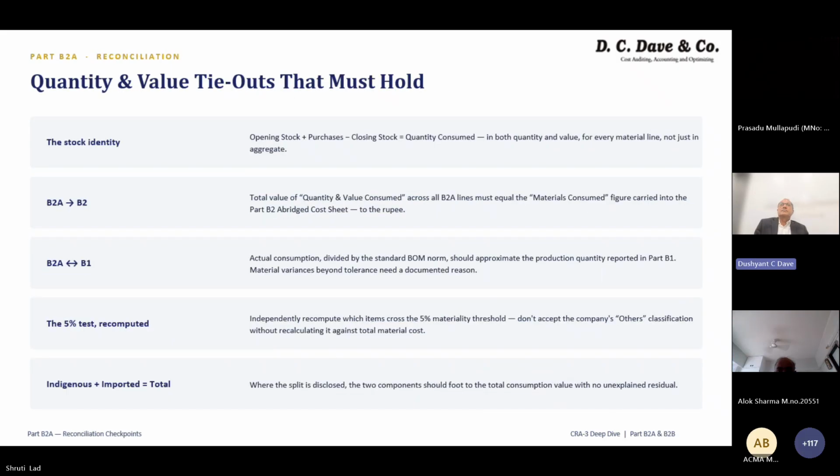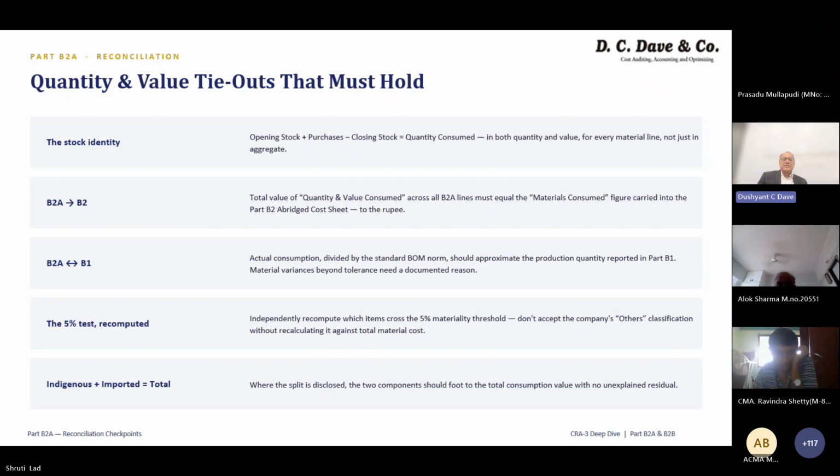The next slide I put up on the screen is Part B2A reconciliation. If I were to identify the single most important audit procedure for B2A, it would undoubtedly be reconciliation. If there is a reconciliation, then our reporting is correct. A good cost audit is impossible without reconciliation. Every quantity and every rupee should flow logically from one record to another record. Stock identity, for example, is the first reconciliation.